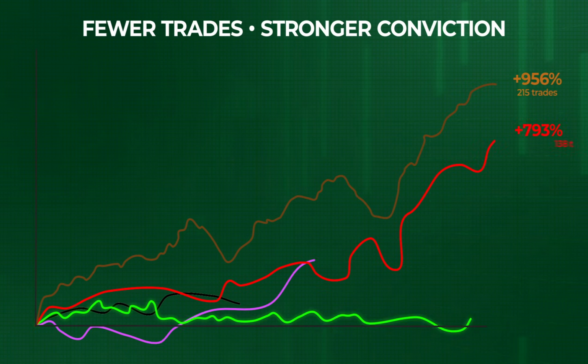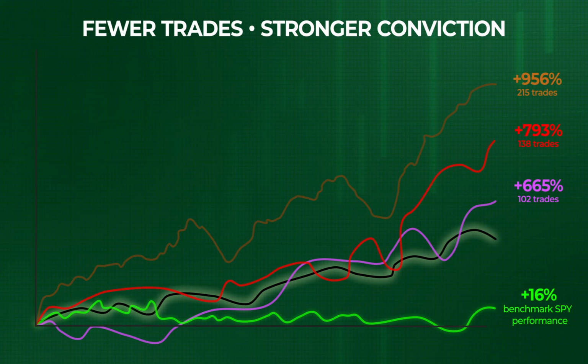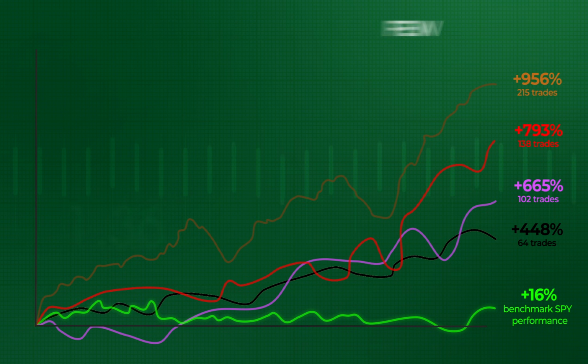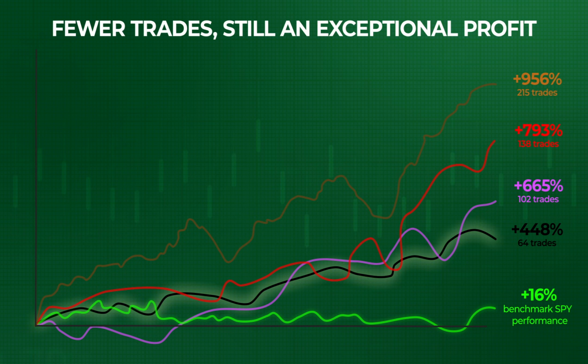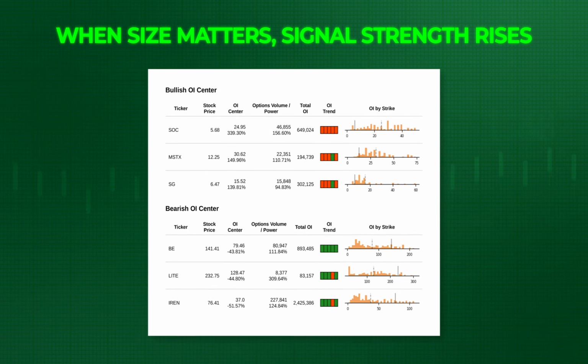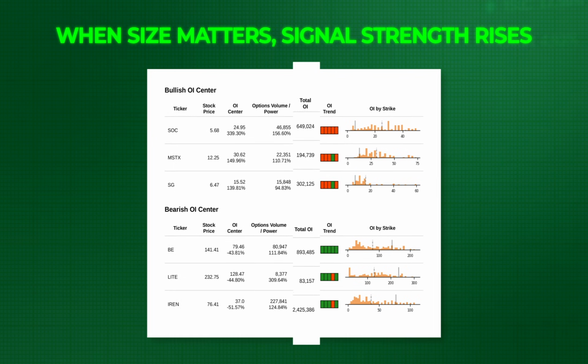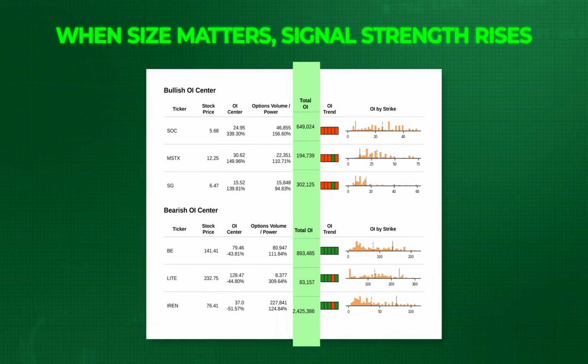And here's what's interesting. Once again, when we applied this filter, the number of trades dropped sharply, but profits did not decrease that much. In fact, they held up surprisingly well, meaning we filtered out the noise and kept the quality. So, now we're trading fewer setups, but the ones we take come with stronger conviction and cleaner performance.